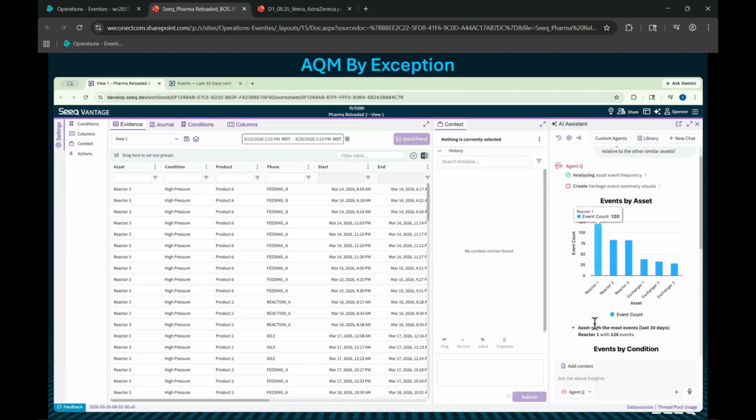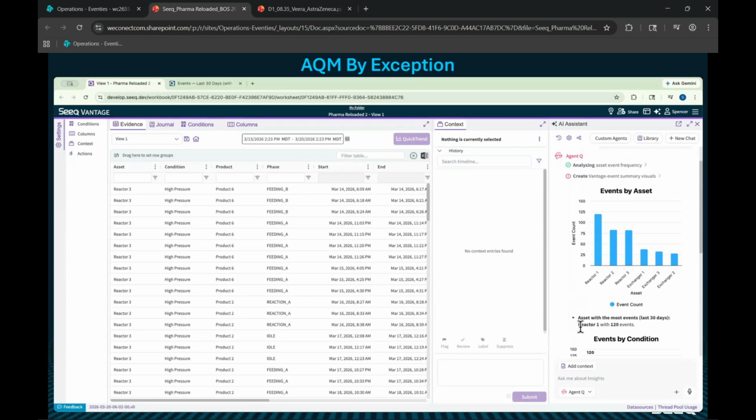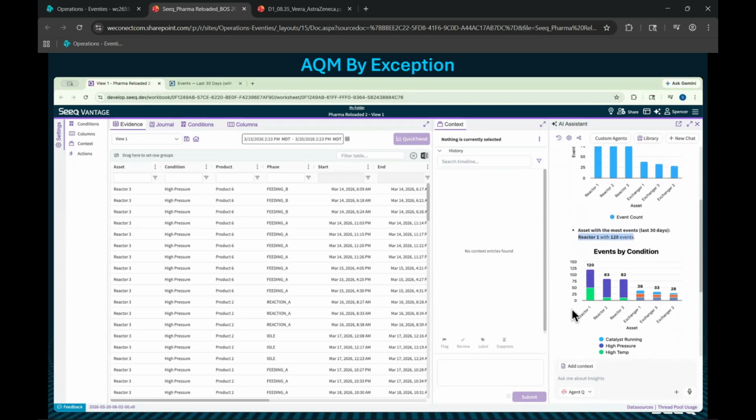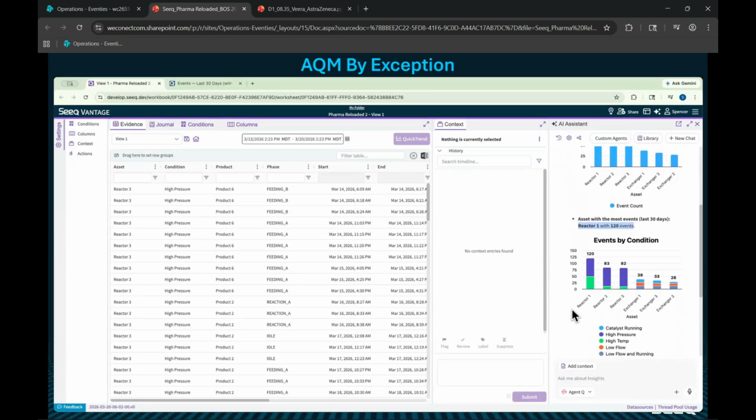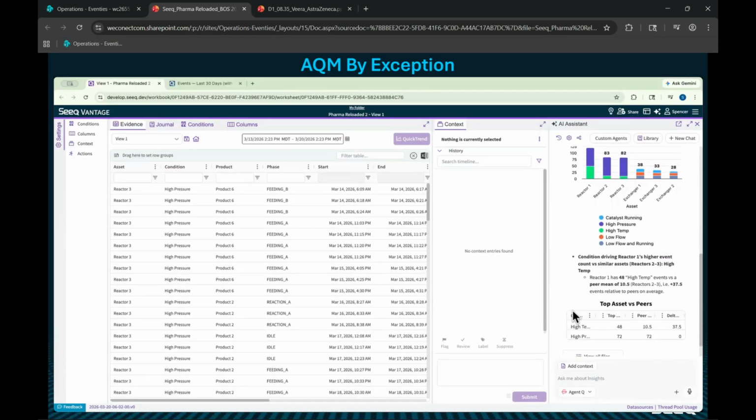So here we see reactor 1 at 120 events in the last 30 days. Looks like that's our problem area. It's above the rest of the reactors and more than the exchangers. And then we asked it, okay, what is causing that critical difference? And it says, okay, the high temperature condition seems to be the problem in this asset. So we're going to go ahead and drill into that data.